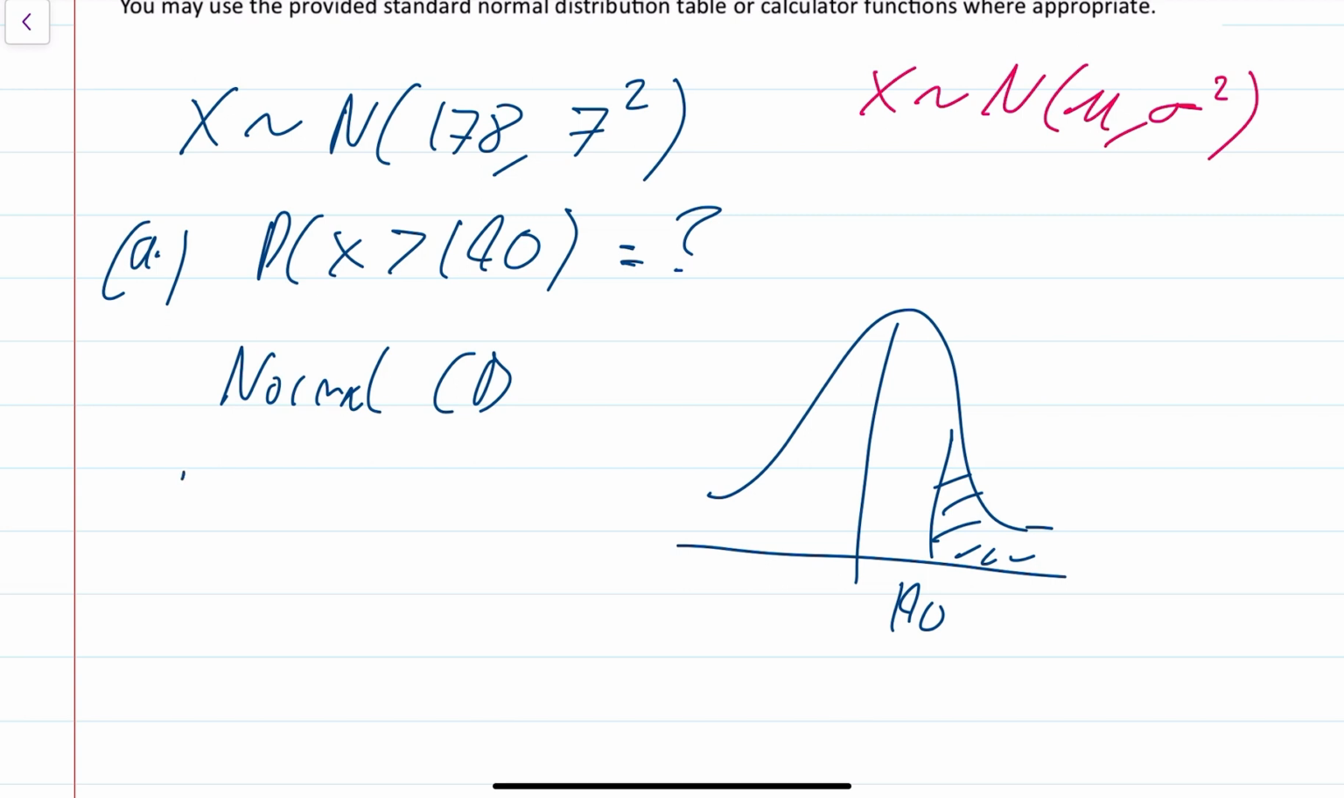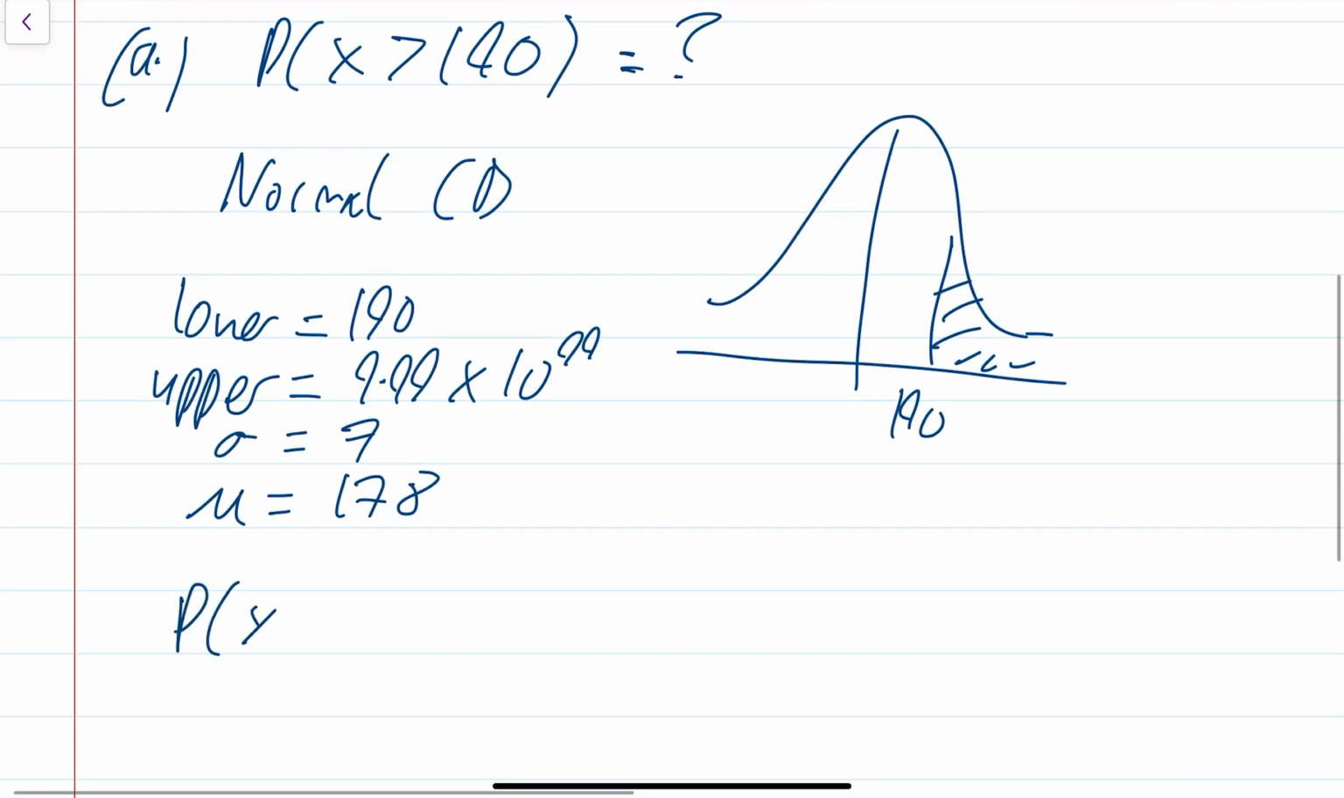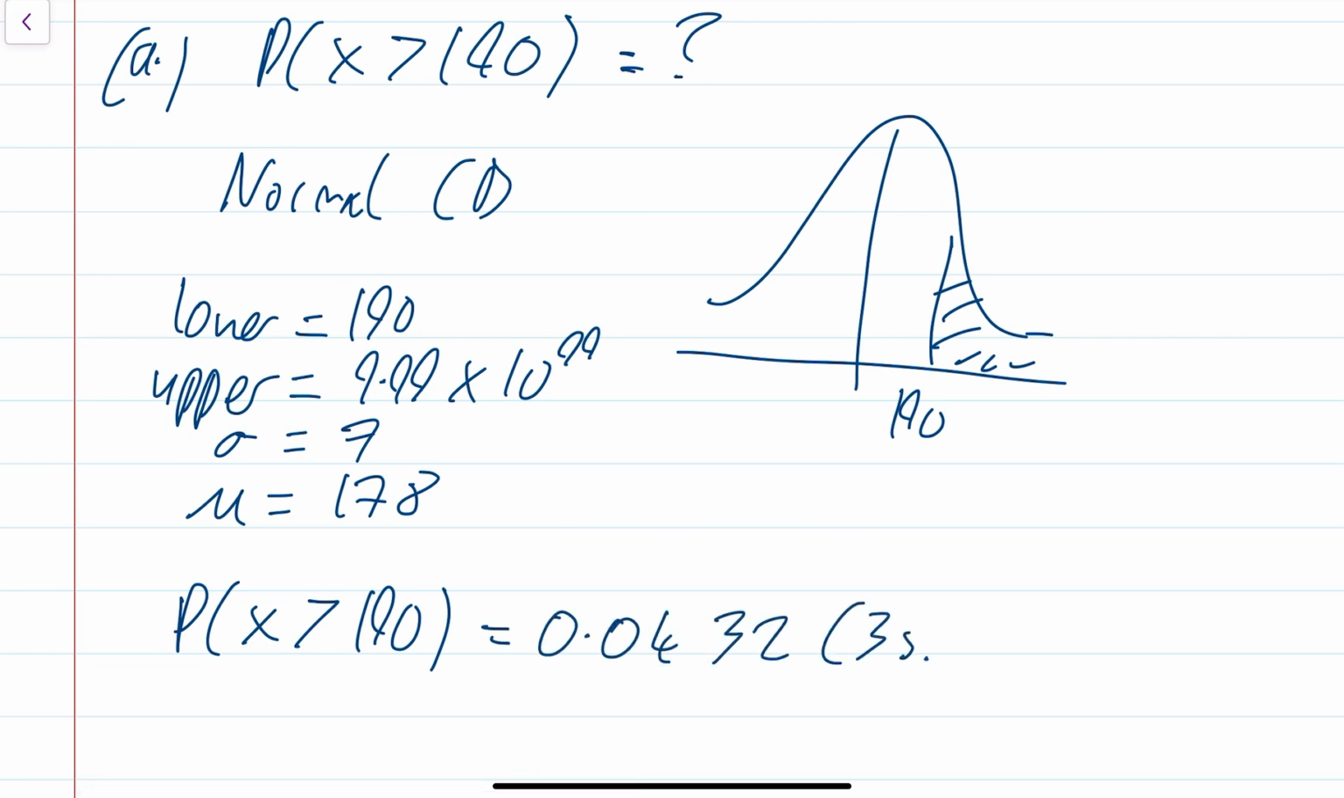So you put in your lower value. Your lower is 190. Your upper, I would just do 9.99 times 10 to the power of 99. This is on my Classwiz calculator. And my sigma is 7 and my mu is 178. Then press equals, and what I get is the probability that X is greater than 190 is equal to 0.0432 to 3 sig figs.